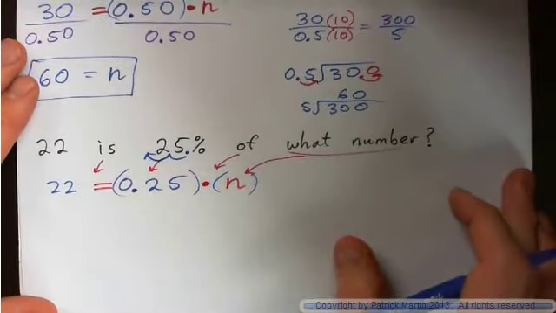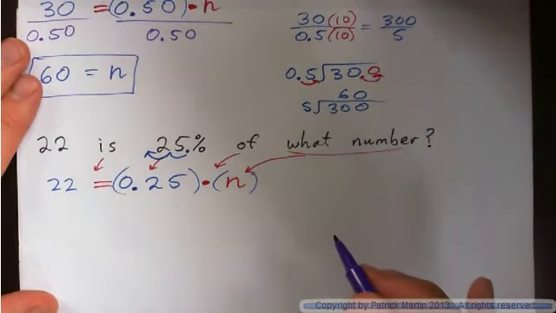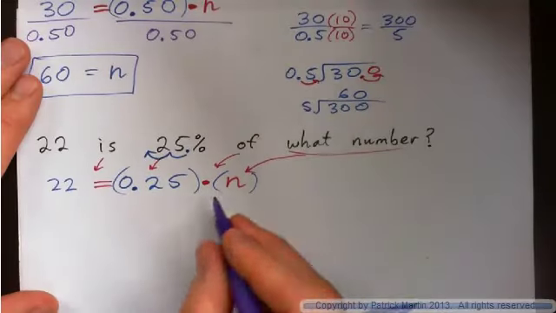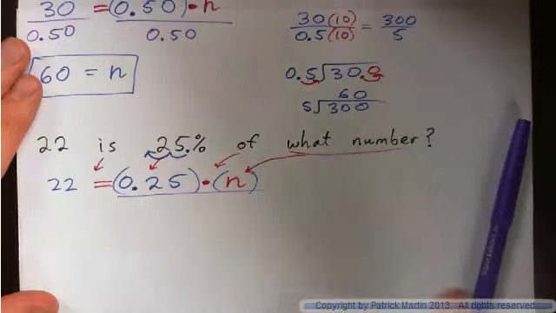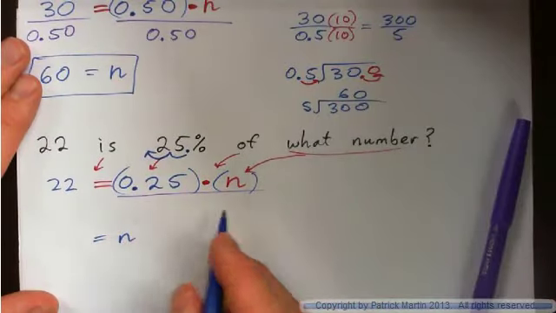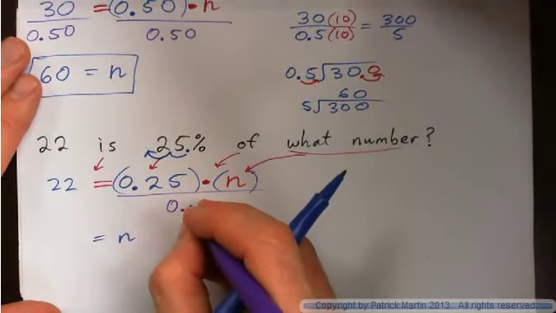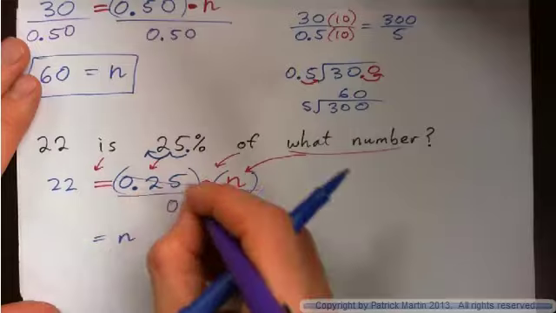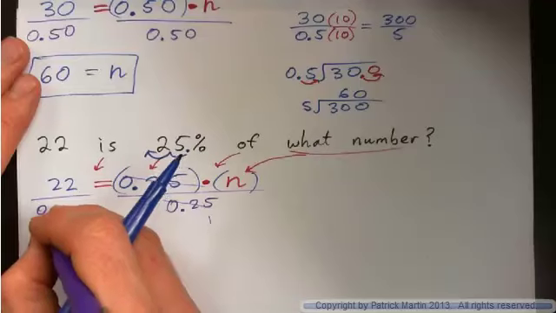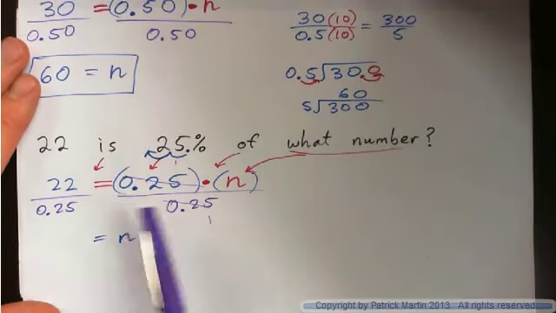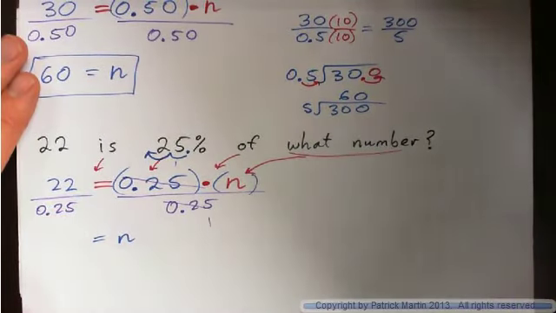Okay. Now we can solve this equation. How do I solve it? n is being multiplied by 0.25, so I need to divide. In order to get n by itself, I need to divide this by 0.25, right? And then these numbers cancel, you see. So you get n on its own. But you must divide this side by 0.25 as well, right? So then you have to calculate 22 divided by 0.25.